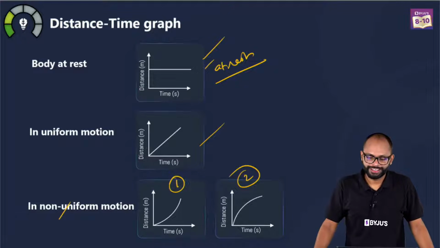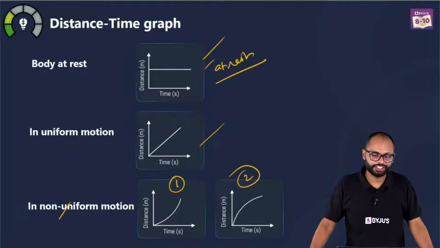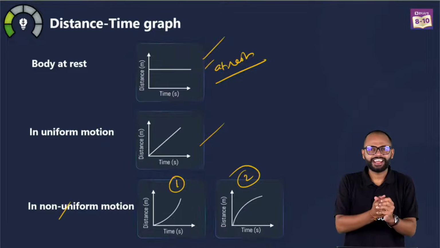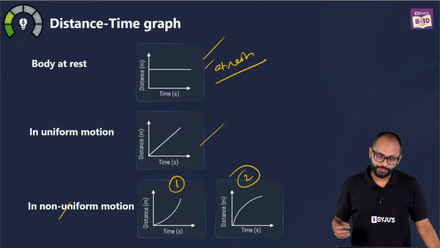Come on, think. Nice. First graph is accelerated motion. You're right over there, Papia. Article, you are also right. Ashish, very good. Harini, very nice. Nice, nice. I really love doing this with you guys. Very good. So, first one is accelerated.